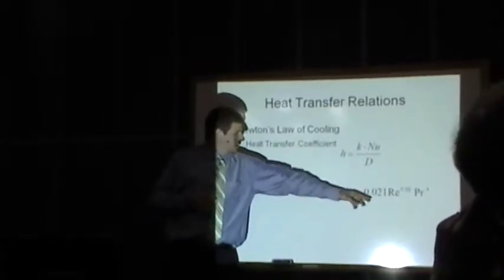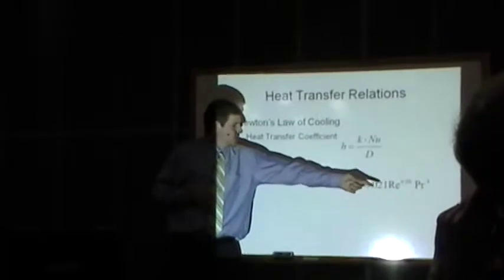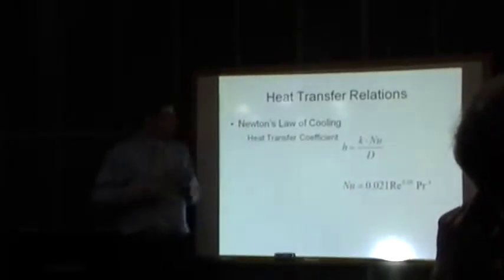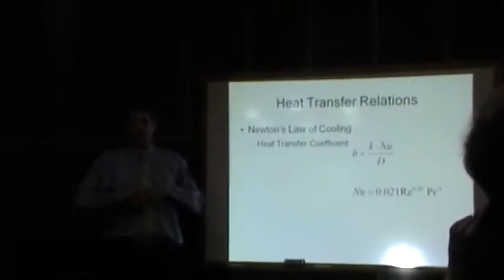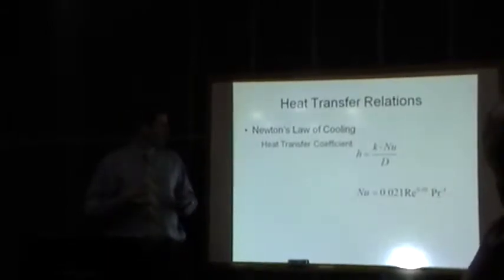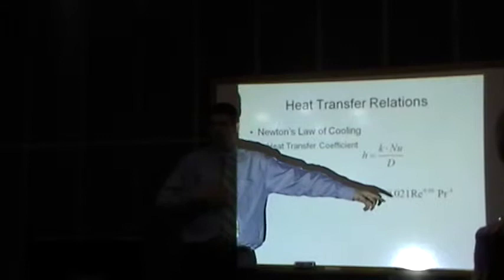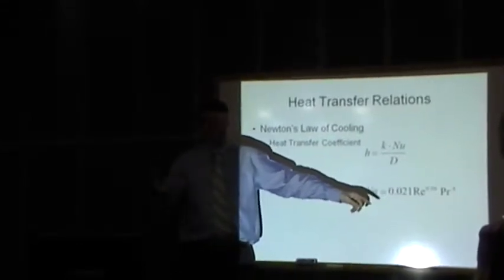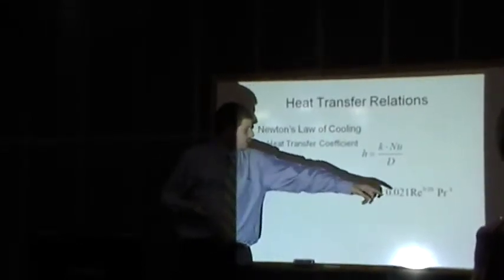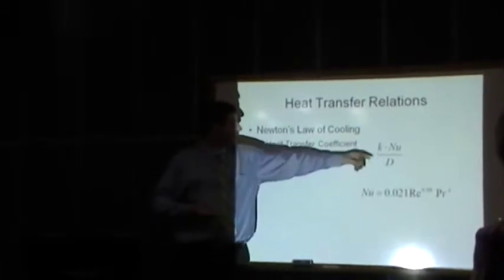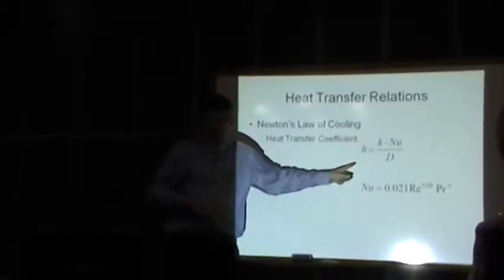And the Nusselt number is broken once again into a Reynolds number and a Prandtl number. The Reynolds number and Prandtl number are used to describe the flow as it moves down the pipe. And this factor right here is due to the fact that it's a gas, not a liquid, so it's times 0.021, which gives us our Nusselt number. Once we know our Nusselt number, we can find our heat transfer coefficient.